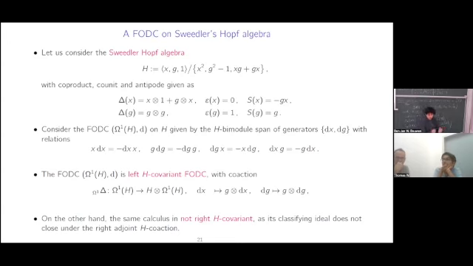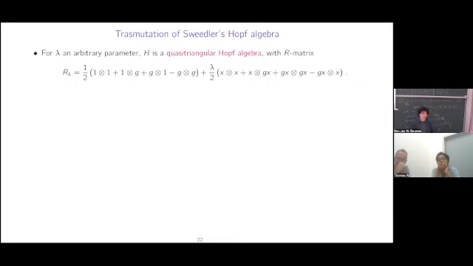Okay, so we have this Sweedler Hopf algebra. We already know that we can construct the corresponding transmutation in its own braided monoidal category of left modules. So let's do this. For lambda an arbitrary parameter, H is a quasi-triangular Hopf algebra where the R matrices, if you want, are classified and all look like this. In particular, we consider lambda equal to 0 for simplicity.